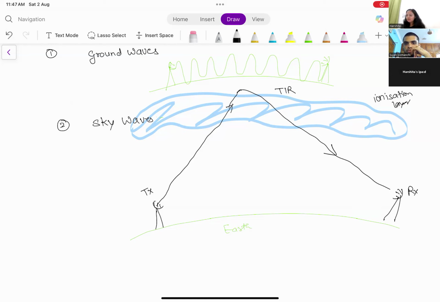Okay. So number one is you can send it via the ground. Number two is you send it up in the air. There will be some particles. The wave will hit those particles and come back and you will receive them on the receiver. Correct?